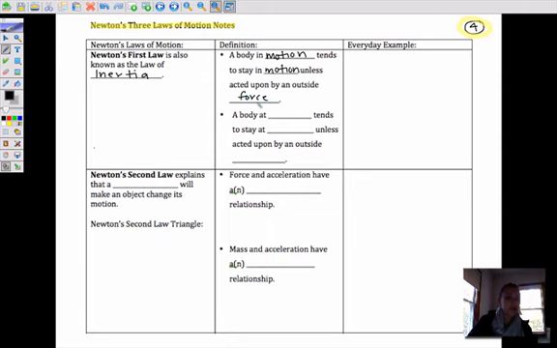If we really wanted to be specific, a body in motion will stay in motion at a constant velocity. So we have that speed aspect and direction. So a body in motion tends to stay in motion at a constant velocity unless acted upon by an outside force. The second part of that definition is that a body at rest tends to stay at rest unless acted upon by an outside force.